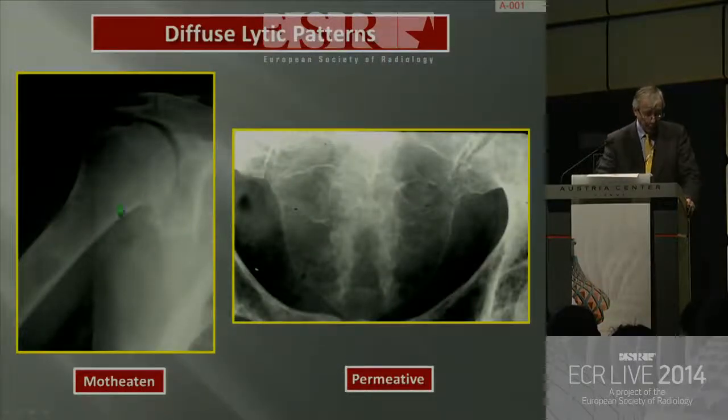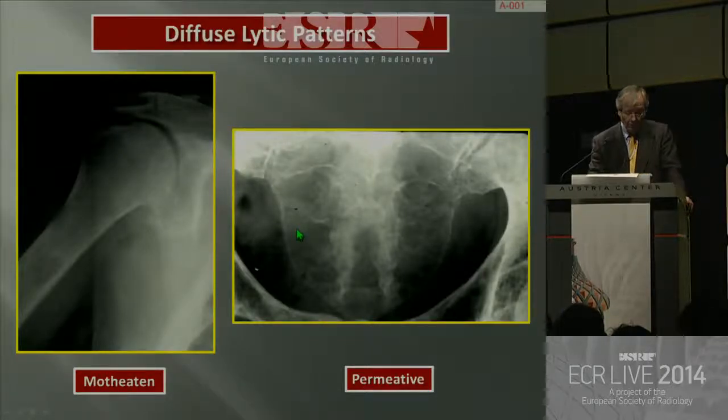Diffuse lytic patterns are commonly seen with metastasis, and here you see this sort of moth-eaten appearance. And in this case, you can see this is a permeative process through the sacrum, through the bone, through the pelvis, and this is an example of myeloma.